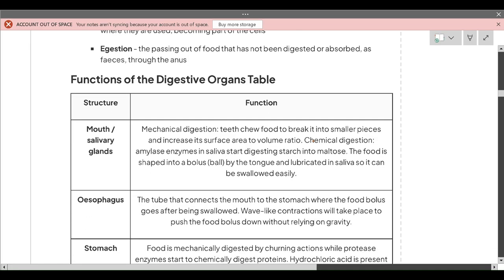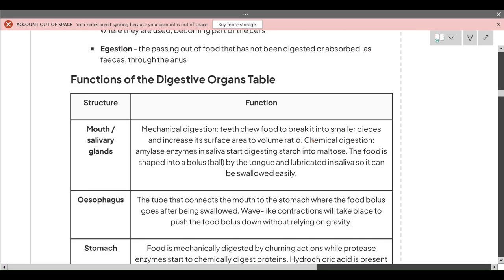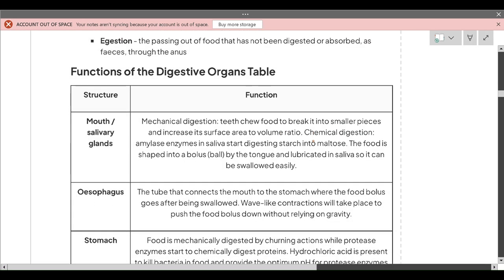So let's start our today's session with the functions of digestive organs. We started this discussion yesterday, but I am going to start with it again so that we can continue and relate it to the next topic. Let's talk about the mouth first. As we discussed yesterday, in the mouth two types of digestion take place: mechanical digestion and chemical digestion.